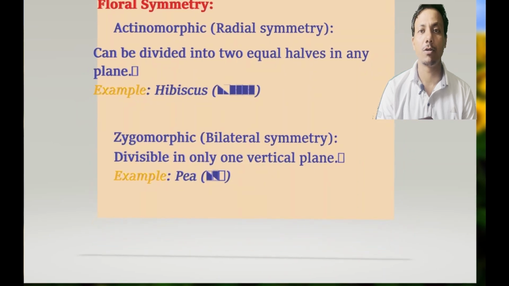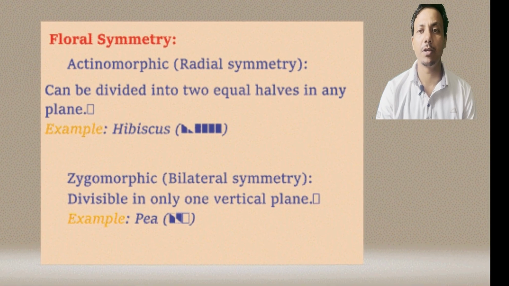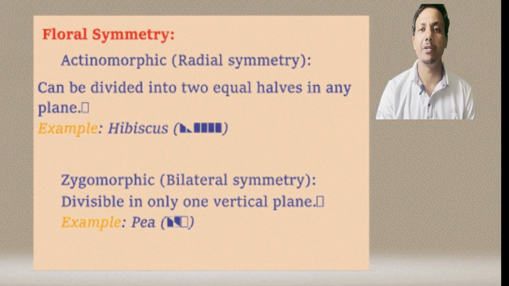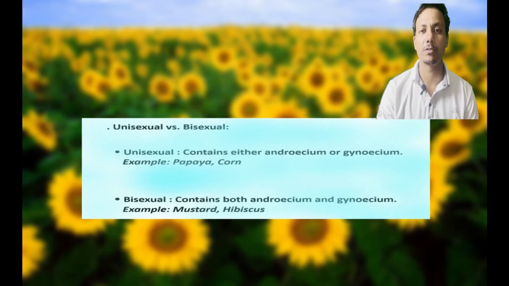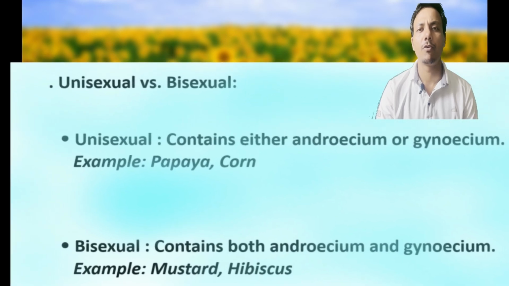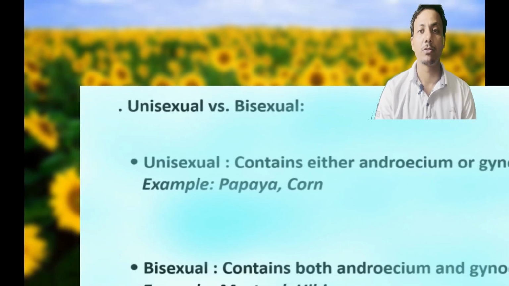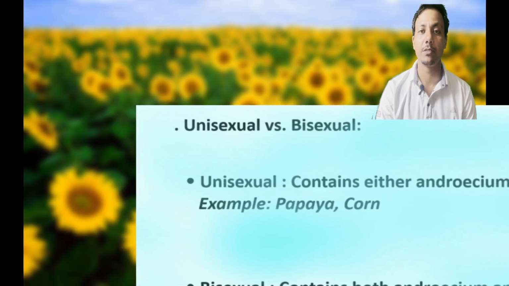The type and special features of flower structure. If we talk about the floral structure, the symmetry: actinomorphic, which have radial symmetry, for example in hibiscus; zygomorphic, in case of pea plant, the bilateral symmetry. The flowers may be unisexual or bisexual. Unisexual flower contains either Androecium or Gynoecium, for example papaya and corn. Bisexual flowers contain both Androecium and Gynoecium, for example mustard and hibiscus.